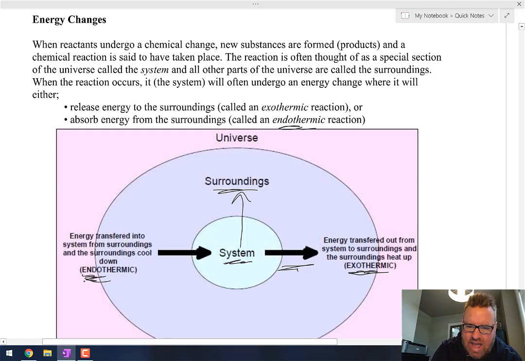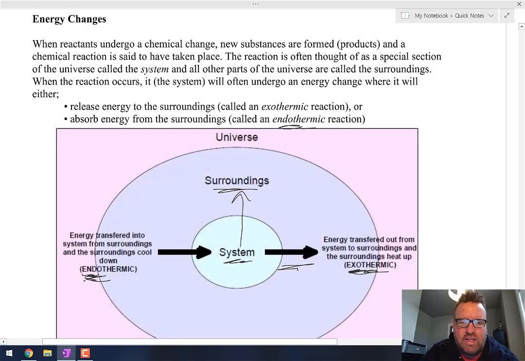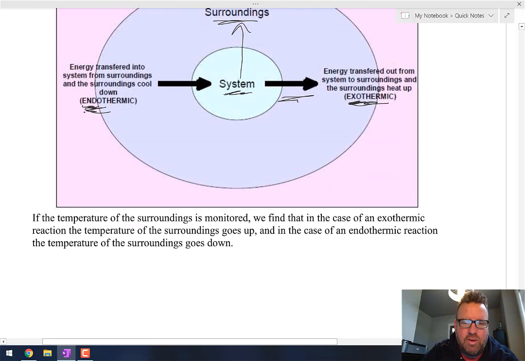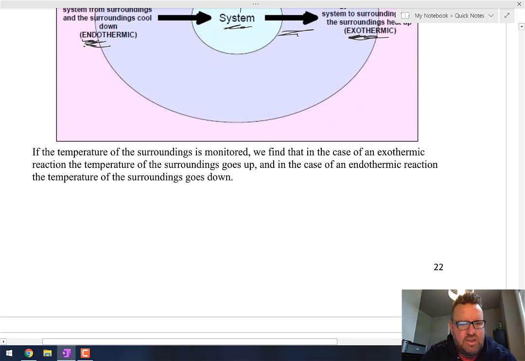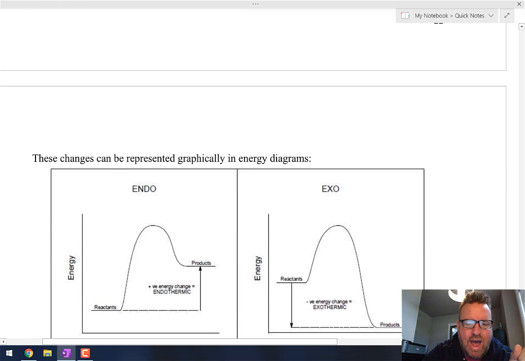So the heat exiting the system or the heat going into the system is the difference between exothermic and endothermic. Okay, now if the temperature of the surroundings is monitored, we find that in the case of an exothermic reaction, the temperature of the surroundings goes up. That makes sense because the heat is being released. Now, let's talk about how that happens.